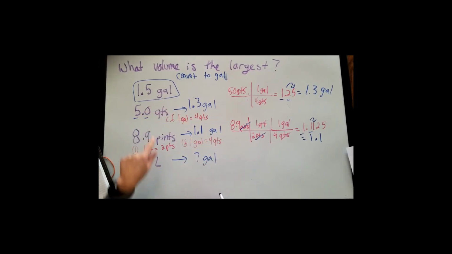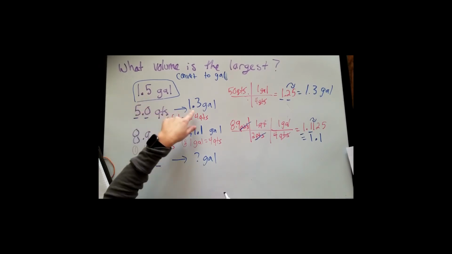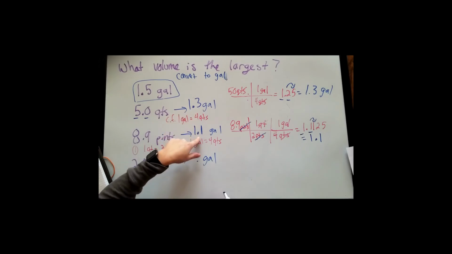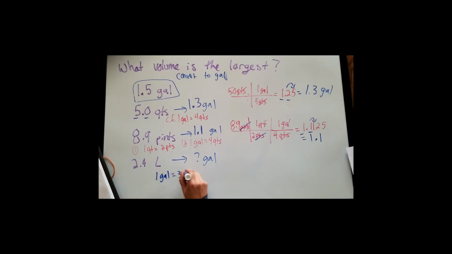So let's do this last one. The 1.5 gallons is still winning, because 1.5 gallons is larger than 1.3 gallons, and it's larger than 1.1 gallons. So this is still the winner. Let's do the last one and see. Here we're going from liters to gallons. So we have 1 gallon is equal to 3.78 liters. That's the conversion factor I found.